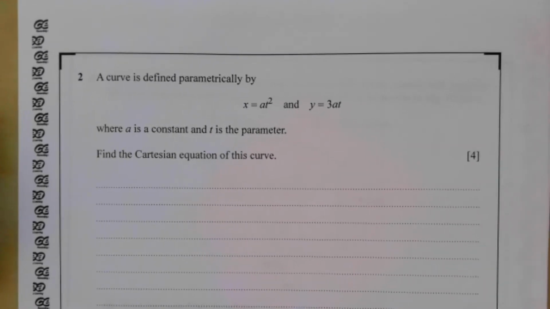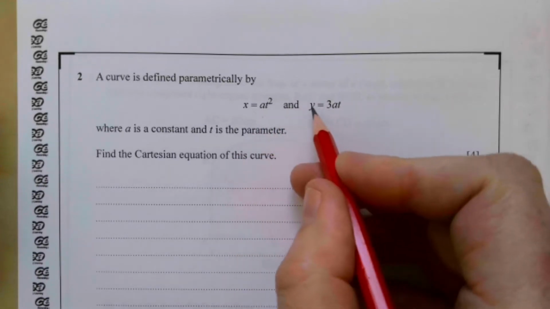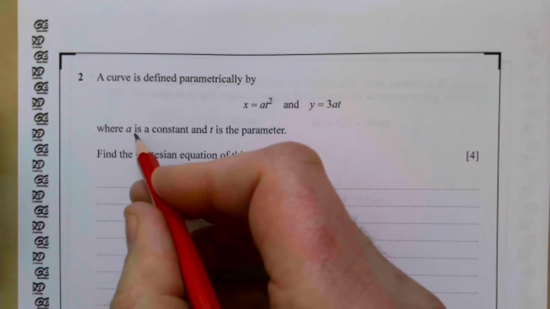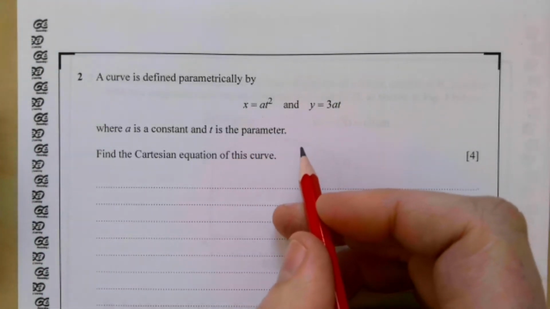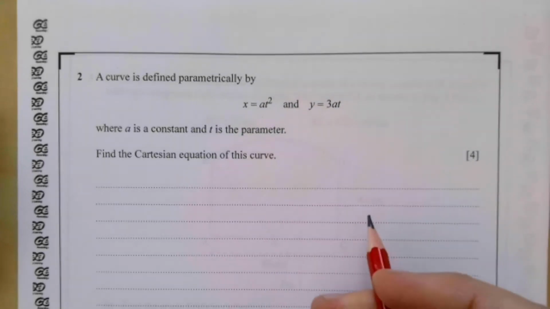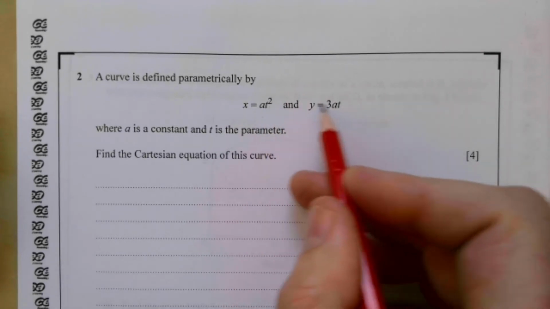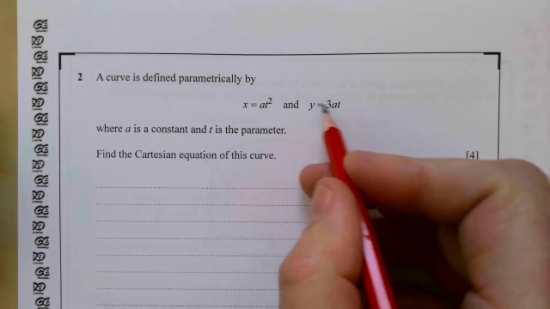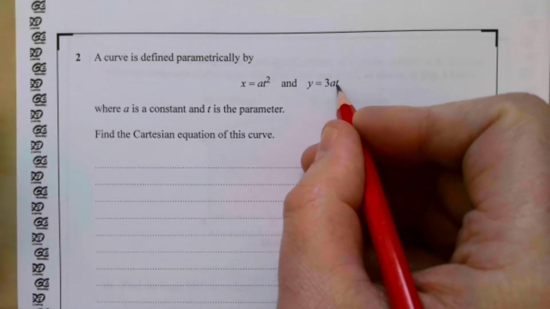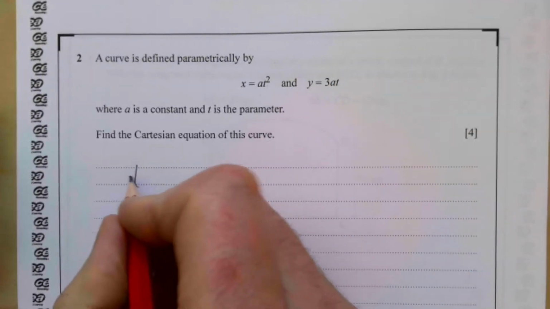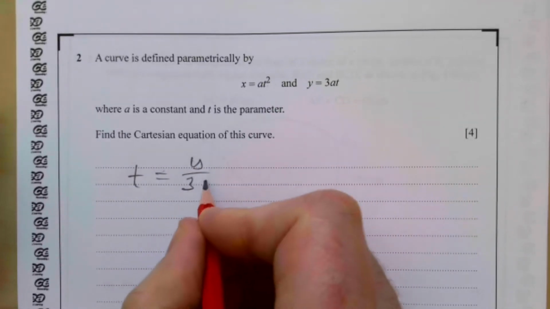Question 2. A curve is defined parametrically by x equals at squared and y equals 3at, where a is a constant and t is a parameter. Find the Cartesian equation of the curve. So we need to effectively try and eliminate the t and get rid of it somehow. A couple of different ways of doing it. We could get the t squared on its own and square both sides here. I think it's probably more straightforward if we rearrange this. So to try and get the t on its own here, we're going to divide by 3a. So t equals y over 3a.